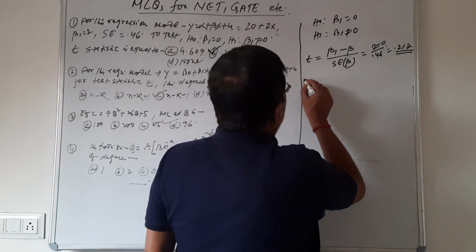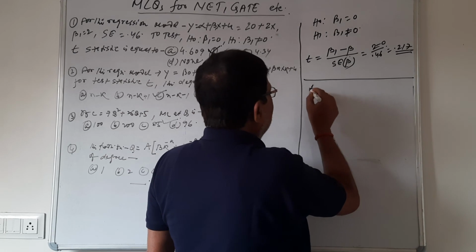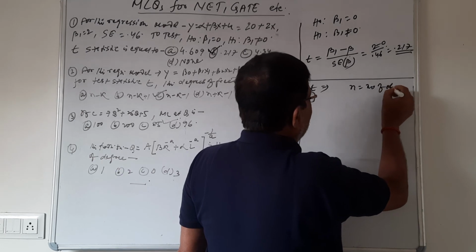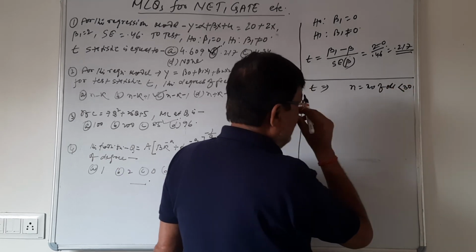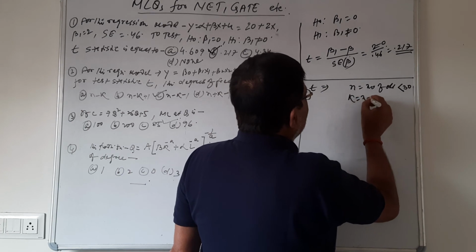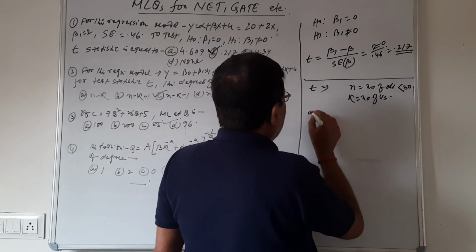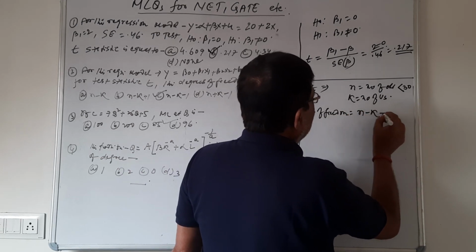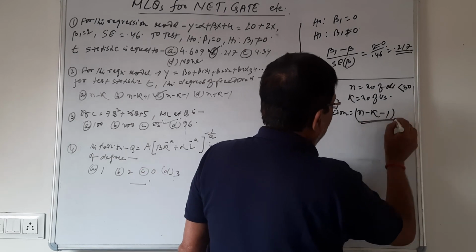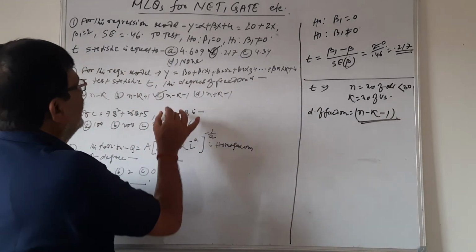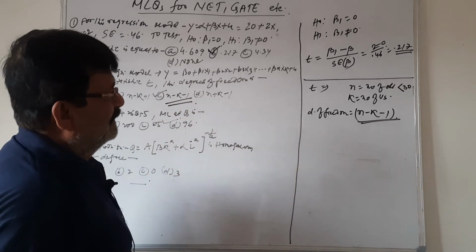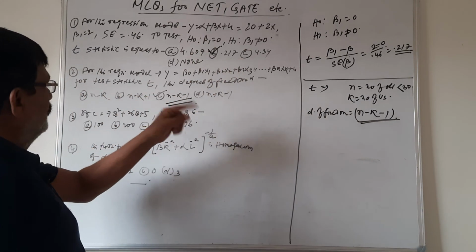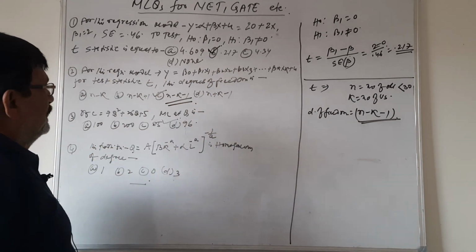In any model, when you are going to use the t statistic and n is the number of observations, which must be less than 30 for using the t statistic, and k is the number of variables in the model, then degrees of freedom would be n minus k minus 1. So if there are k independent variables in the model and n is the number of observations, this would be the degrees of freedom.